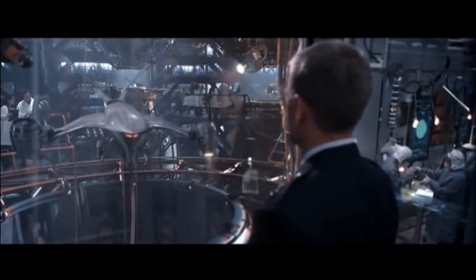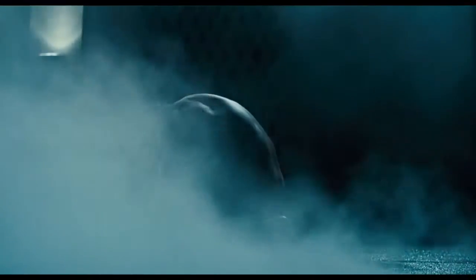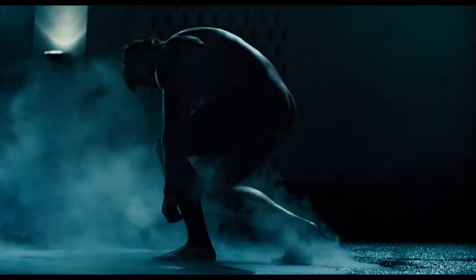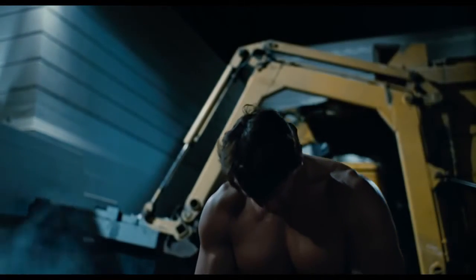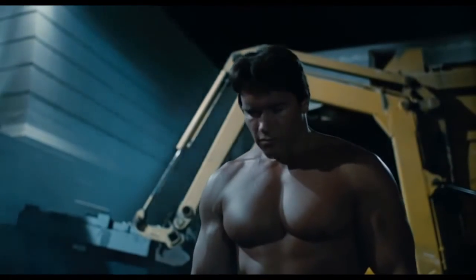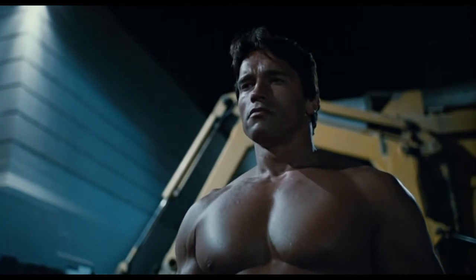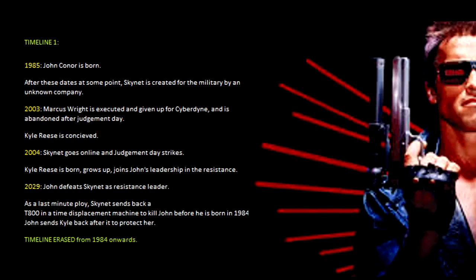This is also the year Kyle Reese is born and eventually joins John in the resistance against Skynet when he grows up. So the war is ongoing for years until John and the last of the resistance finally beat Skynet in 2029. As a last minute hope to regain the upper hand, Skynet sends back a T-800 model in their time displacement machine and sends him back to 1984 to kill John's mother before John is born. This jumps us to Timeline 2.